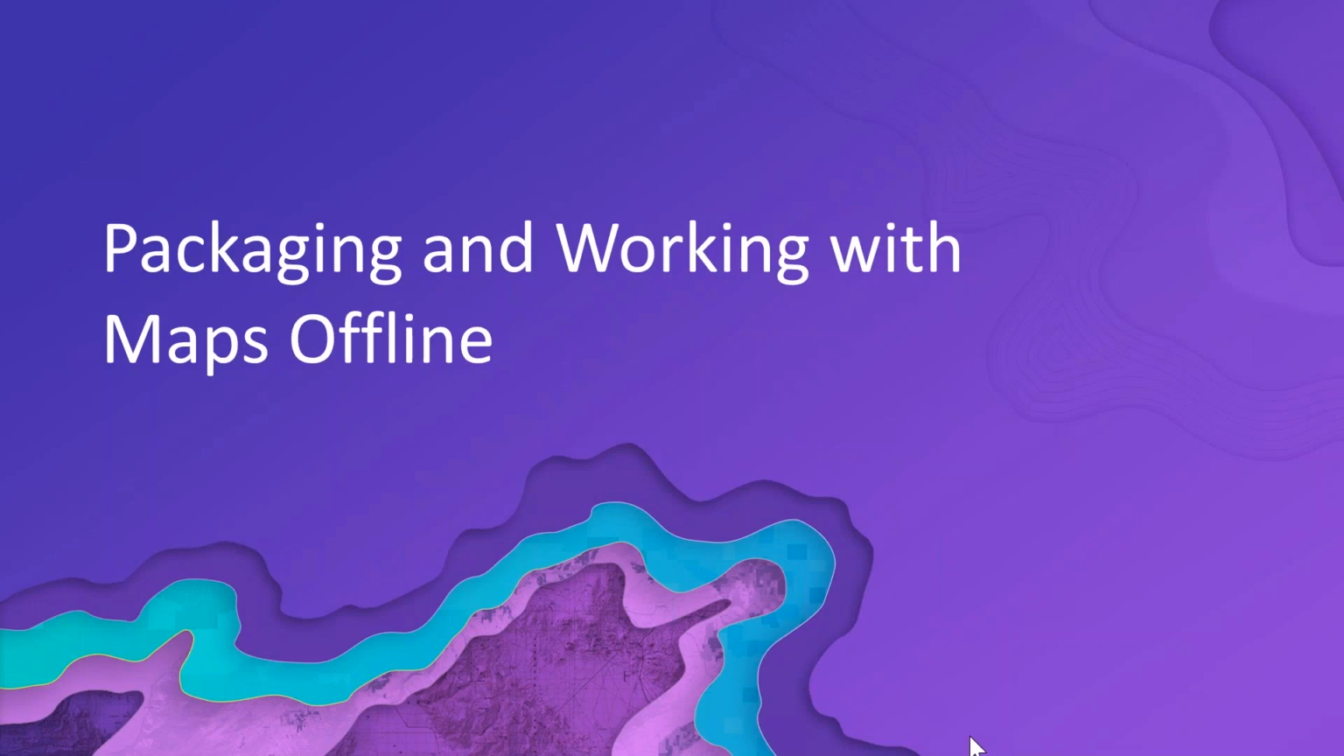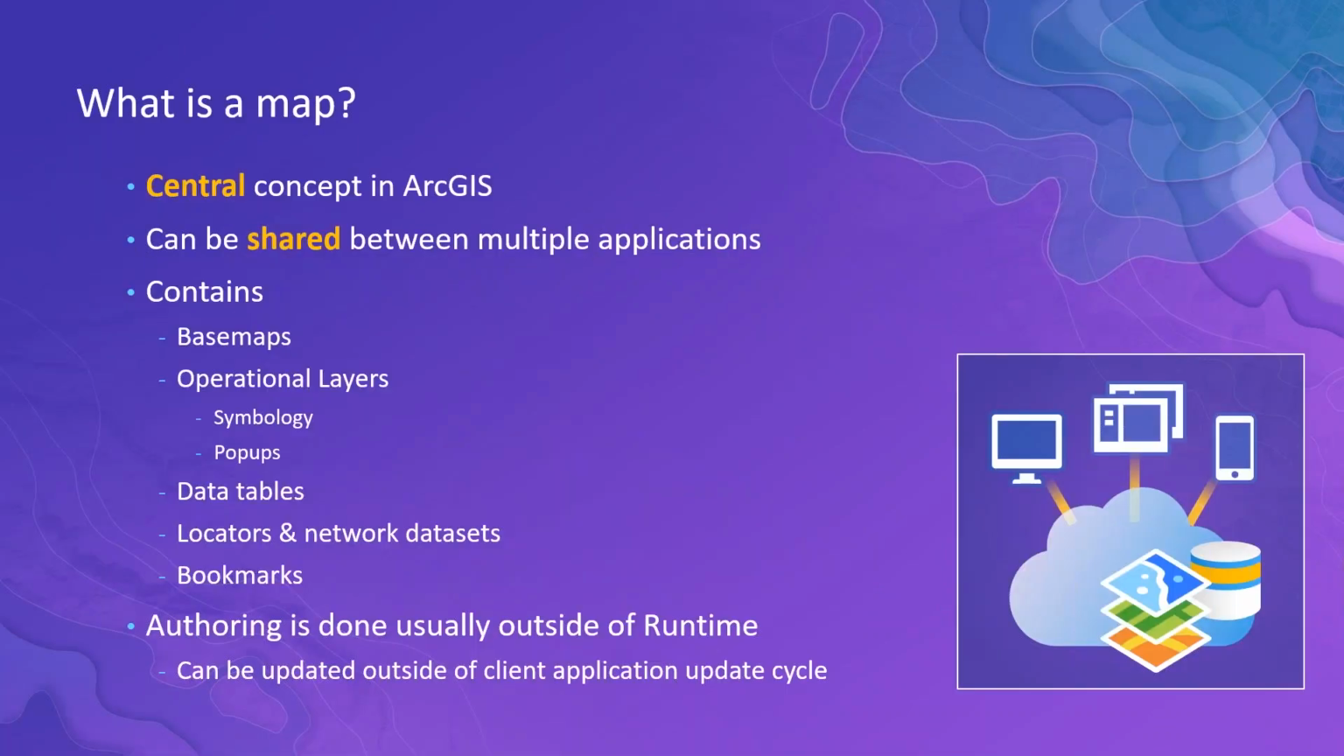Now we want to look at not just working with data offline, but working with maps offline. So first, let's talk about what is a map. Maps and scenes for 3D gather resources and configuration you need to tell your story in a document that can be opened, shared, and edited across ArcGIS, whether you're working in a desktop, web, or mobile environment. These geographic documents combine a base map, layers, symbology, data tables, elevation sources, and bookmarks. So it is much more than just a grouping of data sets.